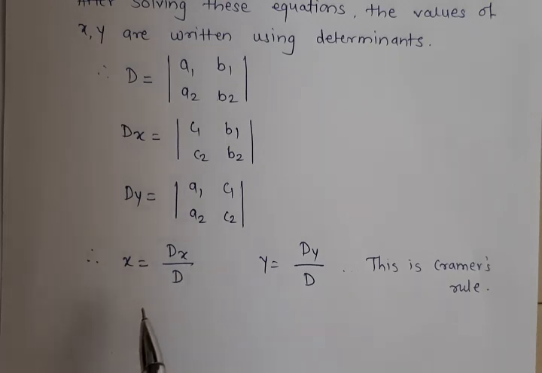Therefore, the value of x is given by Dx upon D, that means the determinant of x divided by the determinant D, and y equals Dy upon D. This is known as Cramer's rule. Now we will discuss examples based on Cramer's rule.